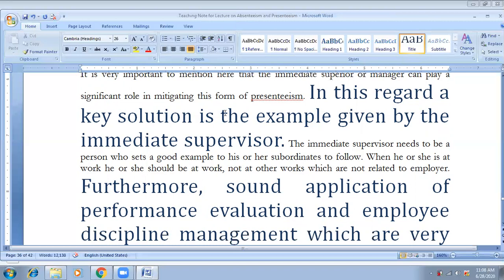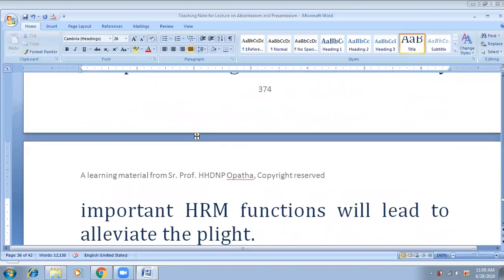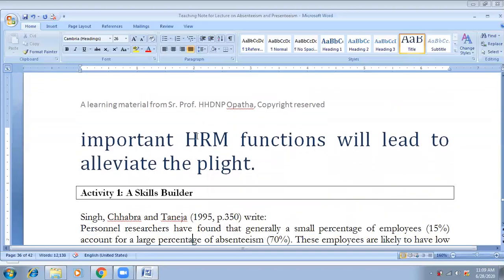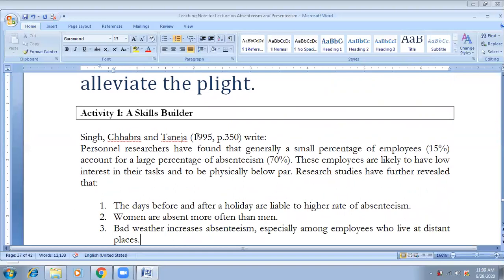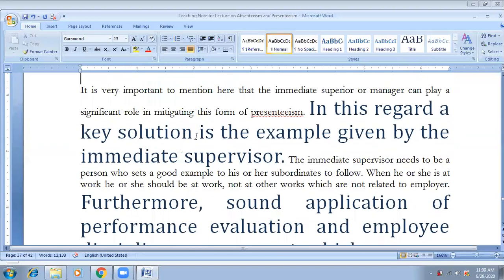Right. In this regard, a key solution is the example given by the immediate supervisor. The immediate supervisor should give an excellent example of engaging in the work, not engaging in his or her personal work. While at work, you should engage in work, not personal work. Right. Okay, then this is the end of the theoretical things.